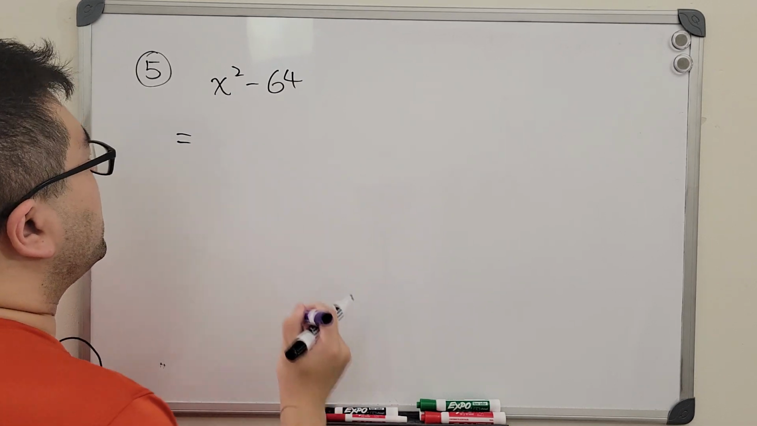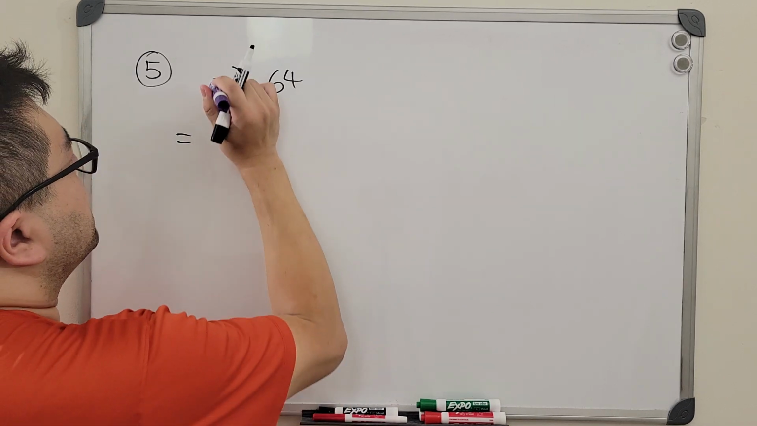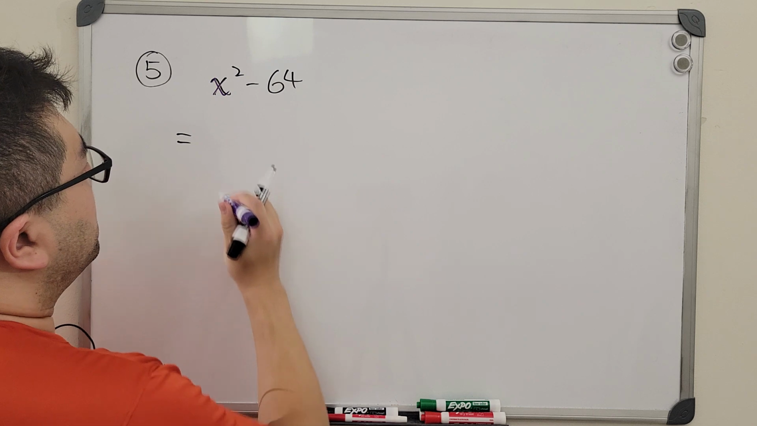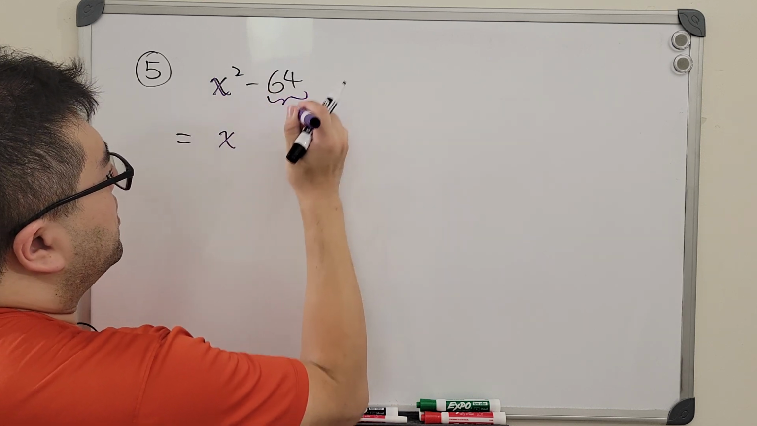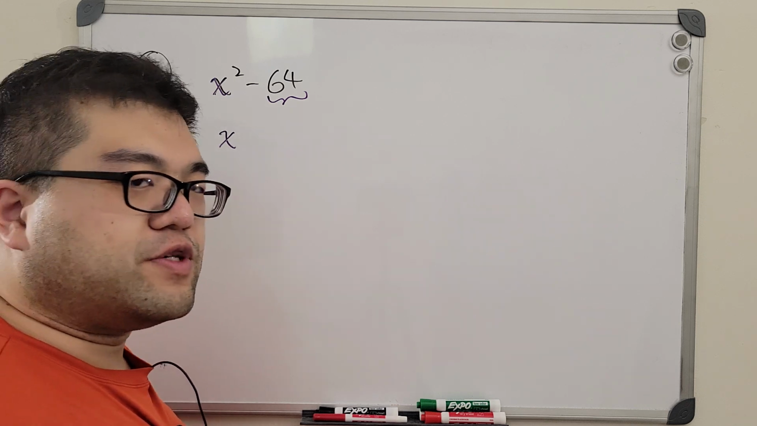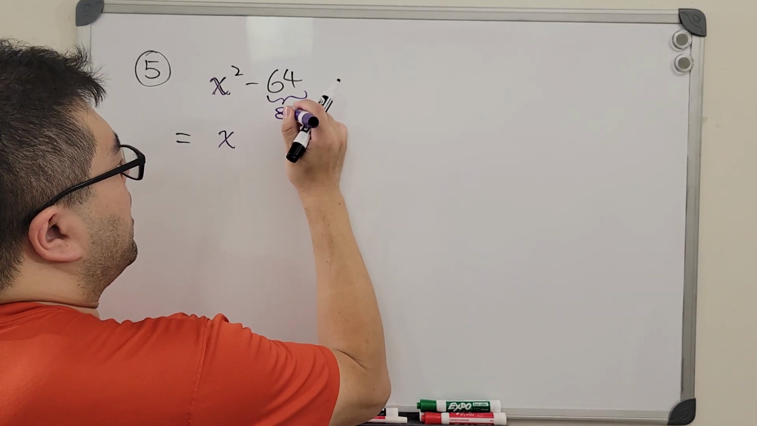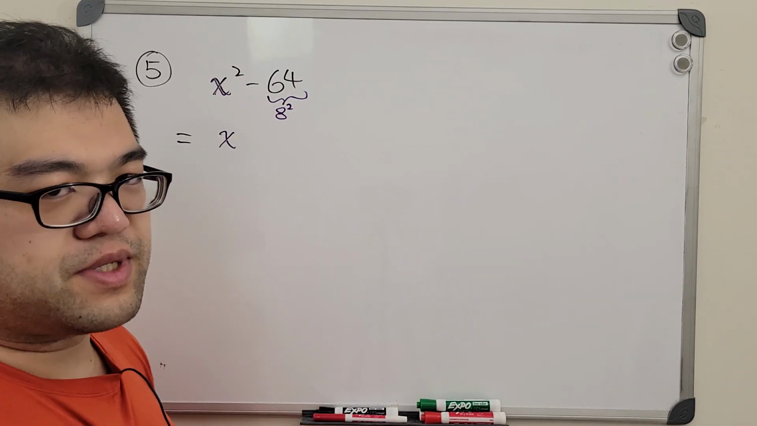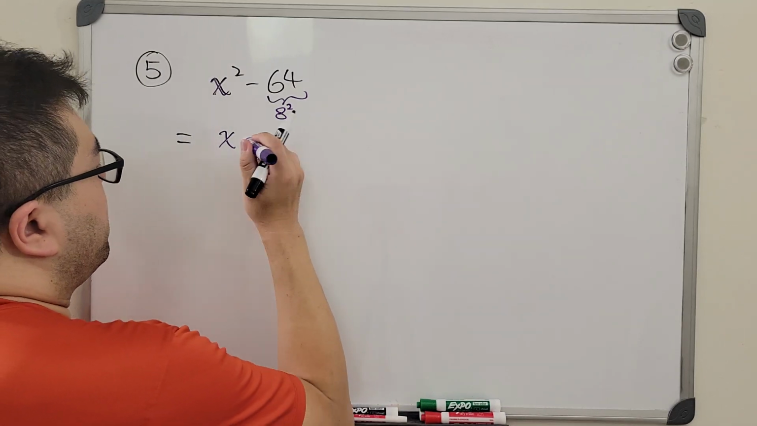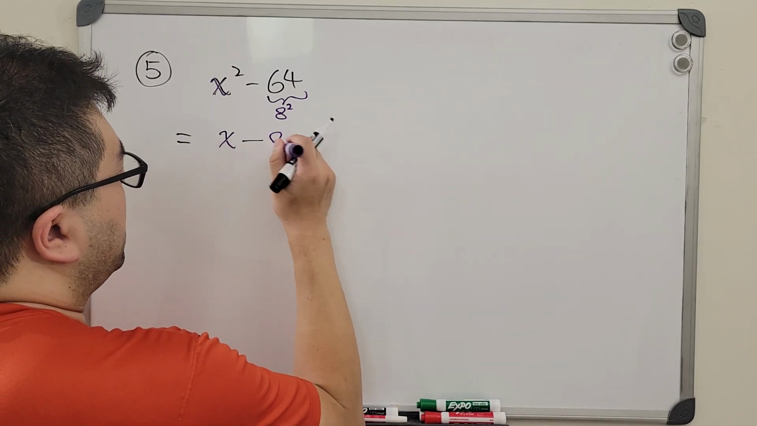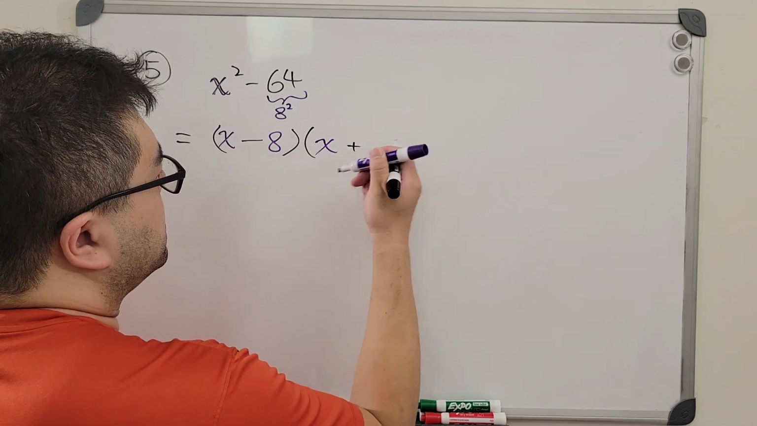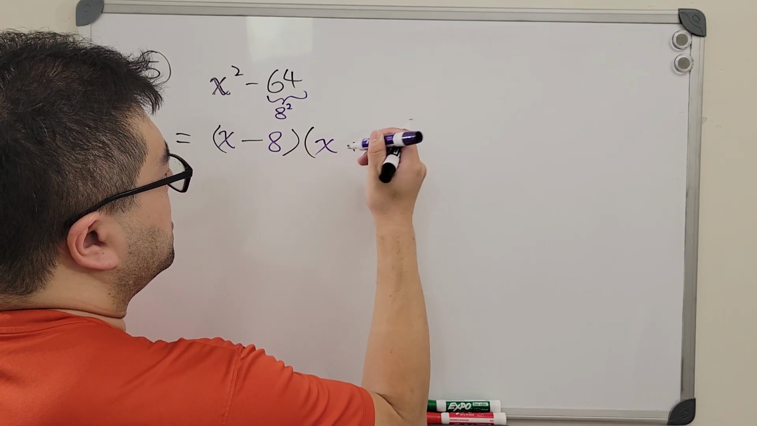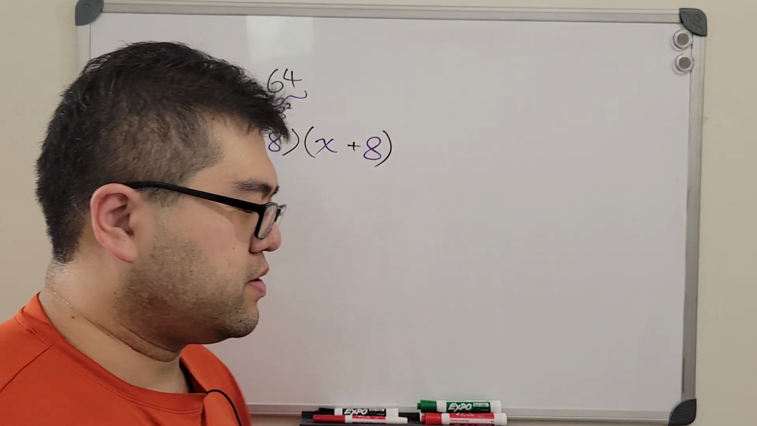So again, we have x squared minus 64. What is our a? Our a will just be x here. And what's our b? Well, if we say 64 is b squared, then b is just the square root of 64, which is 8. Then we'll get x minus 8 times x plus 8. And that is it.